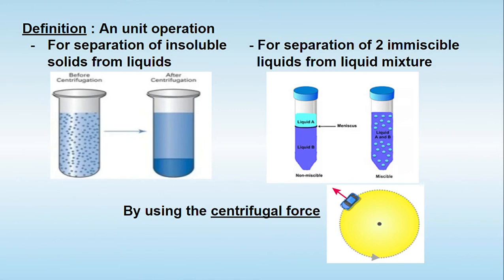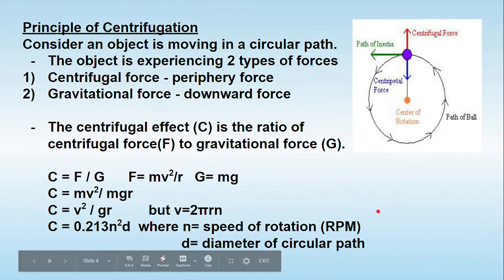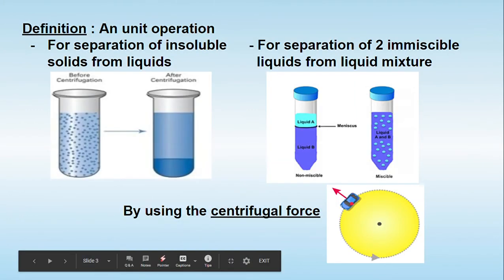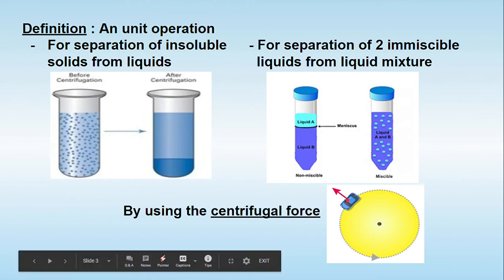Both of these applications are carried out by the use of centrifugal force. Now what is centrifugal force? Let's assume there is a center and a car is rotating on a circular path. This is the force which applies on that particular object. Let's say the object is moving on the circular path. The centrifugal force tries to pull the object towards the periphery, so it is like a peripheral force. It does not allow the car to keep going in the same direction of rotation, but makes it go outside, as shown by the red arrow.